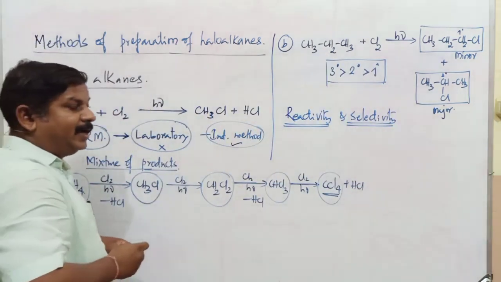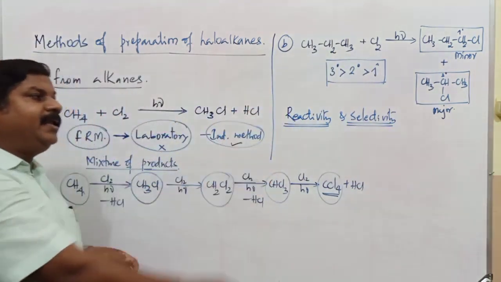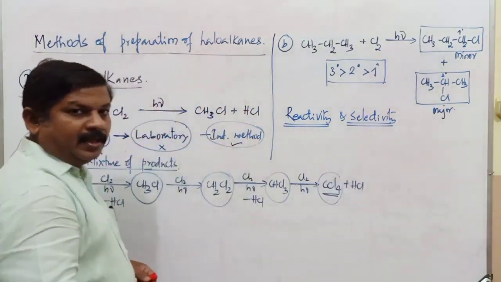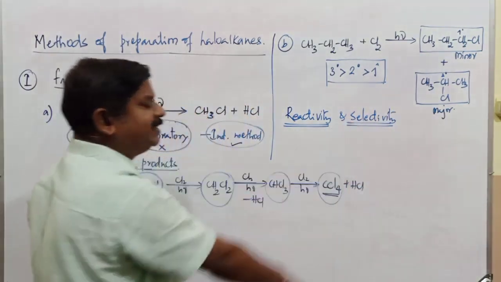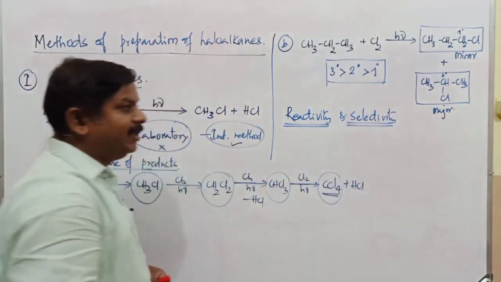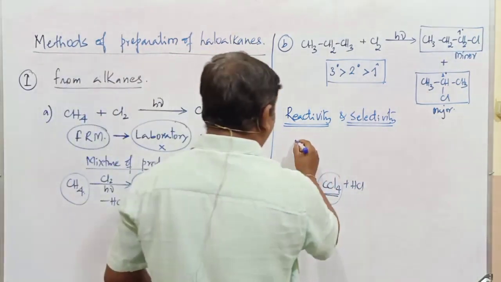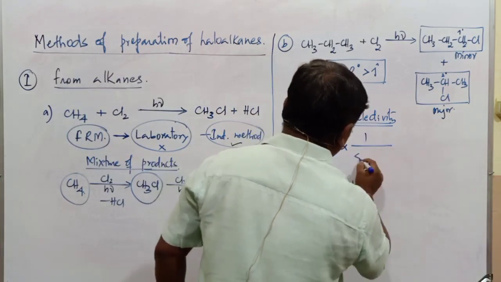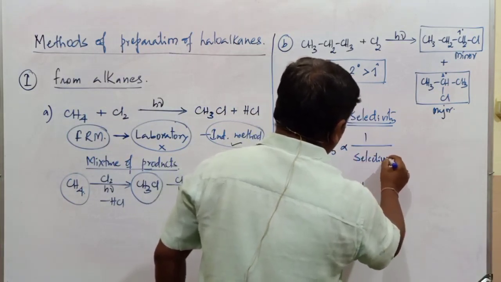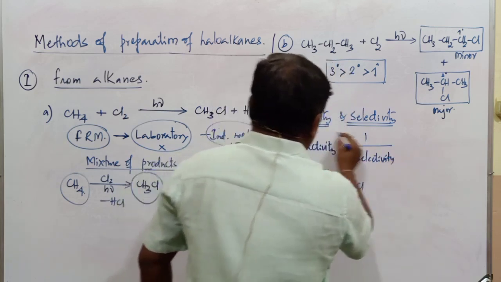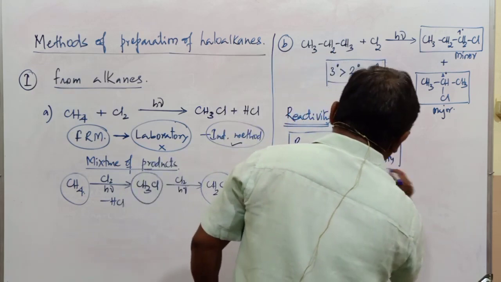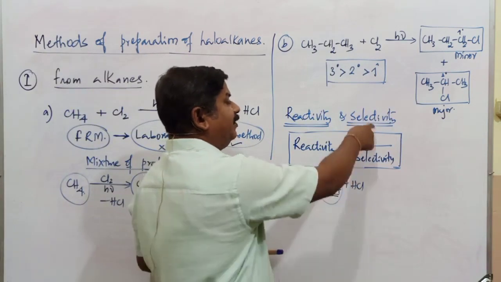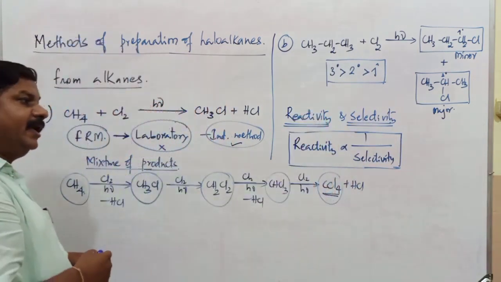Reactivity and selectivity, try to understand this. Reactivity and selectivity are opposite to each other. If the reagent is more reactive, then it must be less selective. Similarly, if the reagent is more selective, it must be less reactive in nature. So reactivity and selectivity are inversely proportional to each other. Reactivity is inversely proportional to the selectivity of a particular reagent. If the substrate is more reactive, it must be less selective; if it is more selective, it must be less reactive.